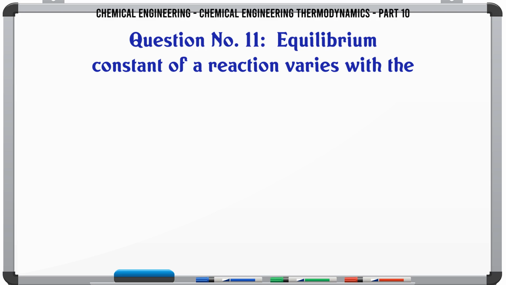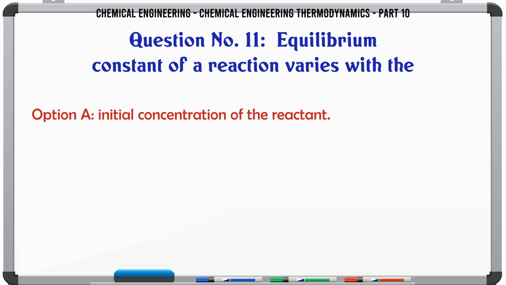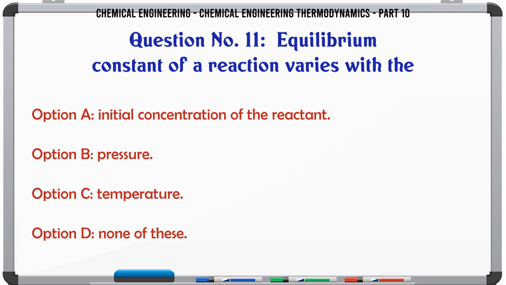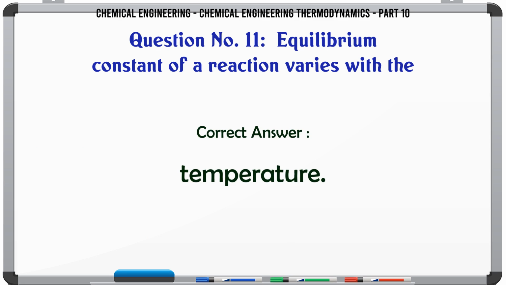Equilibrium constant of a reaction varies with the: A. Initial concentration of the reactant. B. Pressure. C. Temperature. D. None of these. The correct answer is temperature.